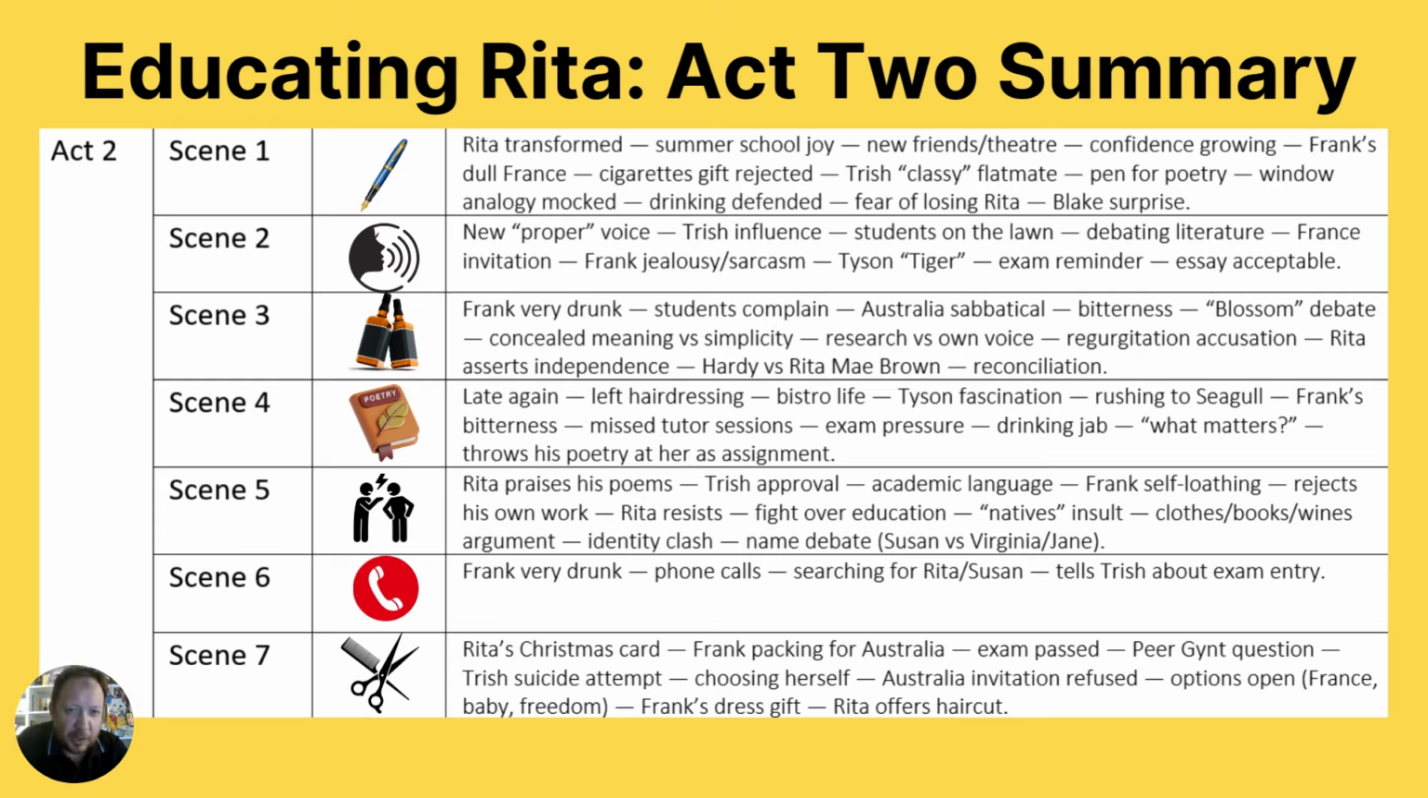when she comes back, she's transformed. She's got this summer school joy. Frank wants to teach her about Blake. She's already heard about it. I've put a pen there as a symbol, because that's what she gives him as a gift. Scene 2, I don't know if you can see that image there, but it's like a head and a voice. That's when she comes in with a different voice, this kind of received pronunciation, and she's talking about Tiger. Frank has quite a lot of jealousy in this scene, and I think that's the trigger that then, when we see scene 3, the alcohol bottles, that's when Frank's really drunk.